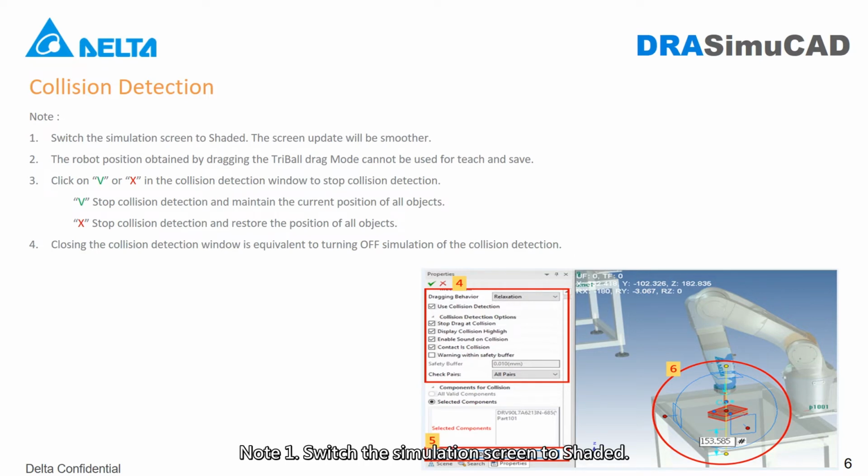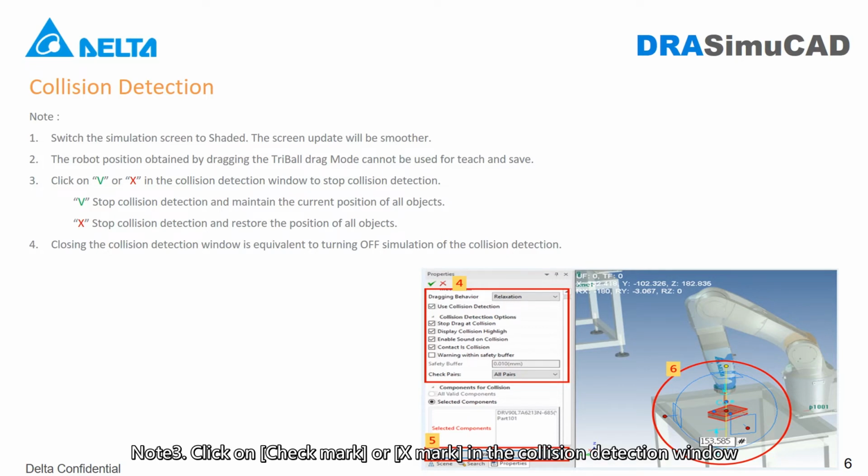Note 1. Switch the simulation screen to shaded. The screen update will be smoother. Note 2. The robot position obtained by dragging in the tree-ball drag mode cannot be used for teach and save.